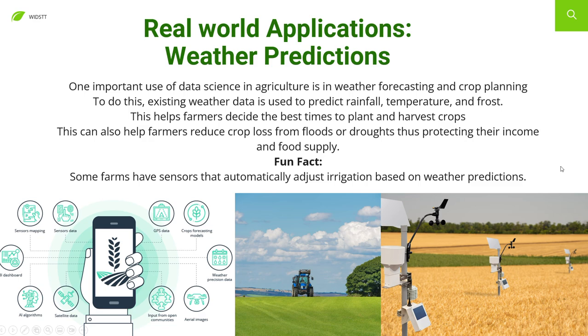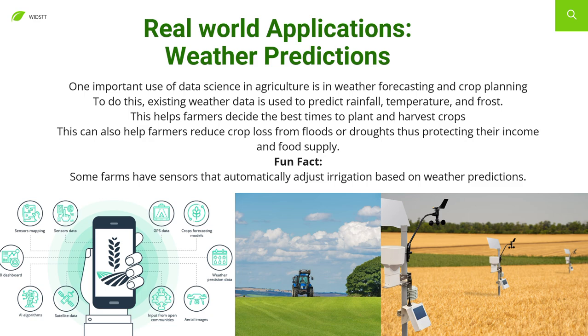Some more real world applications would be weather predictions. So, one important use of data science in agriculture is in weather forecasting and crop planning. To do this, existing weather data is used to predict rainfall, temperature, and frost. So, this helps farmers decide the best times to plant and harvest crops.